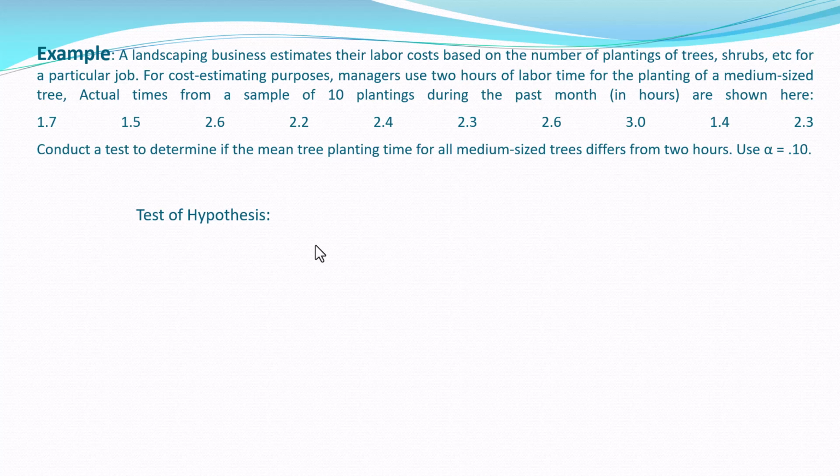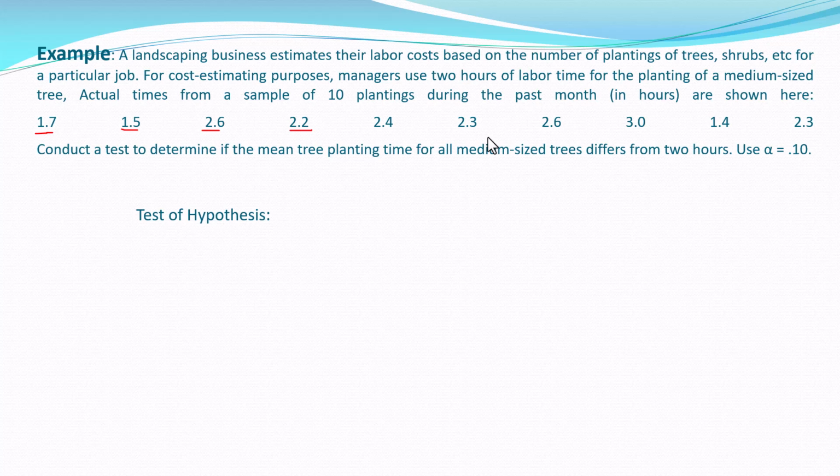Actual times from a sample of 10 plantings, there's your small sample, during the past month in hours are shown here. So the first job, we were planting a single medium-sized tree, and we can see that the first time was actually 1.7 hours, obviously less than 2. The second one was 1.5, then 2.6, then 2.2, and you can see all 10 of them here. Those are actual times of planting a single medium-sized tree.